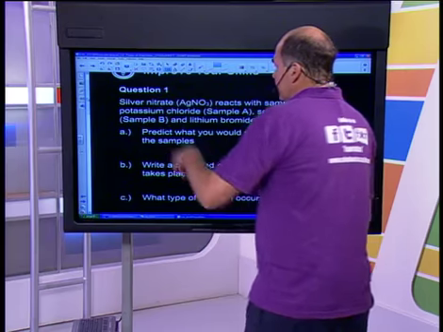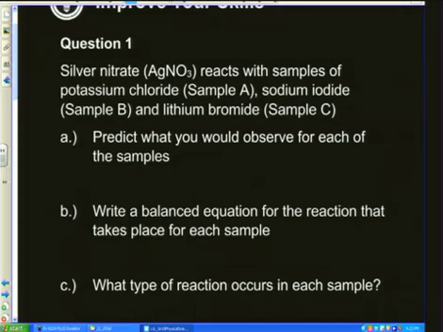Now, let's do some more revision. So what we're starting with is the idea of having some silver nitrate. Now, silver nitrate reacts with a sample of potassium chloride, which is called sample A, sodium iodide, which is sample B, and lithium bromide, which is sample C.